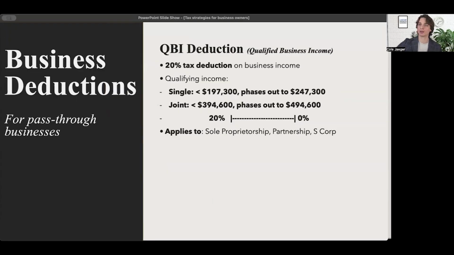Business deductions. So the QBI deduction is for qualified business income. And if you're a pass-through business, so a sole proprietor, partnership, or S Corp, and your business income is below the number on the right, you should be claiming the QBI deduction on your tax return. Or I guess this isn't your business income, it's your income overall, whether you're filing joint or single. If you are between the two numbers, this phases out. If you're below the number on the left, you get the full 20% deduction. So if that does apply to you, that's very important to know, and not everybody knows about this one.